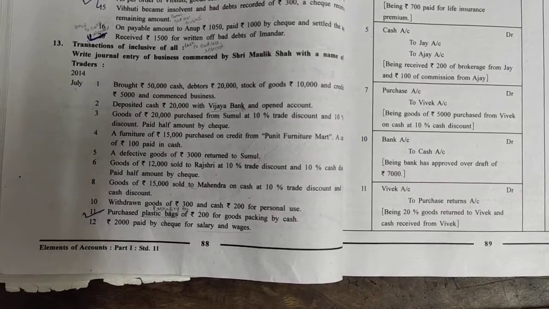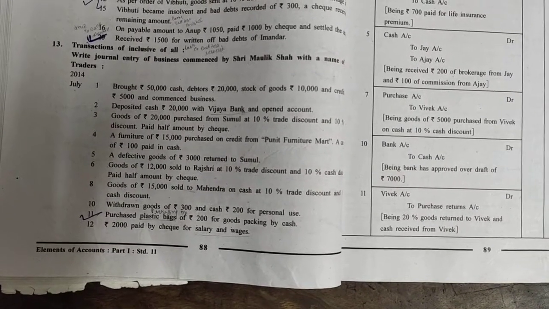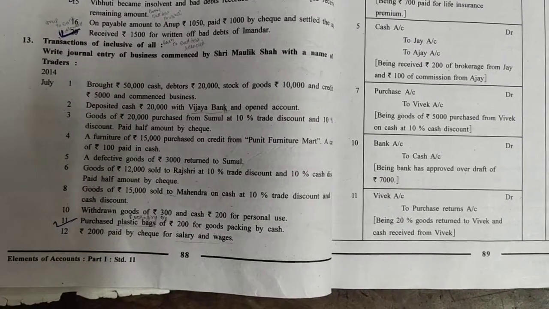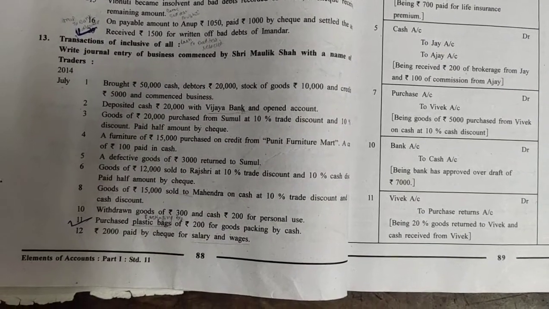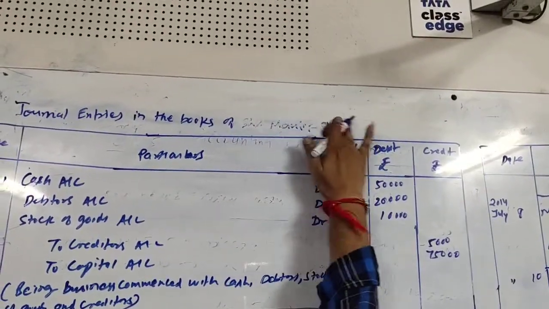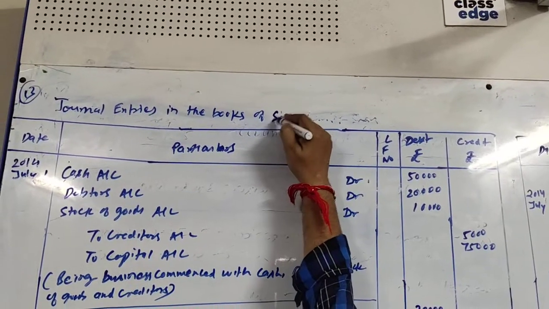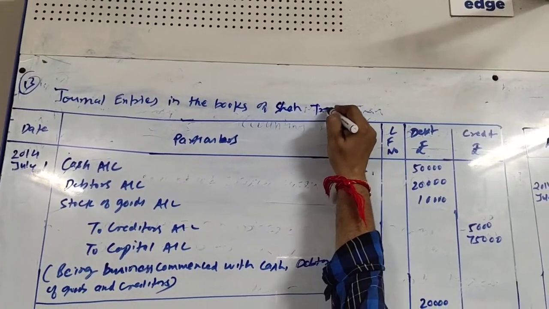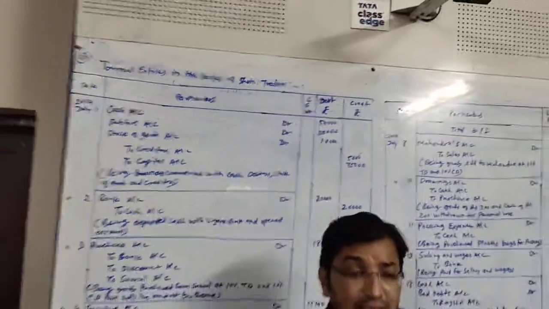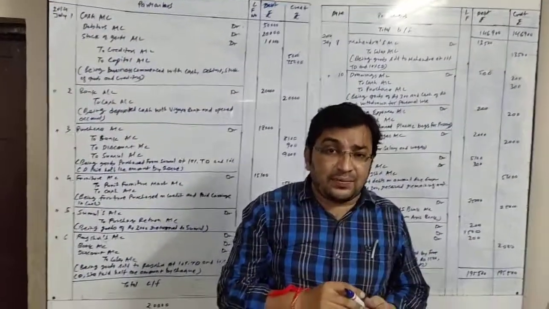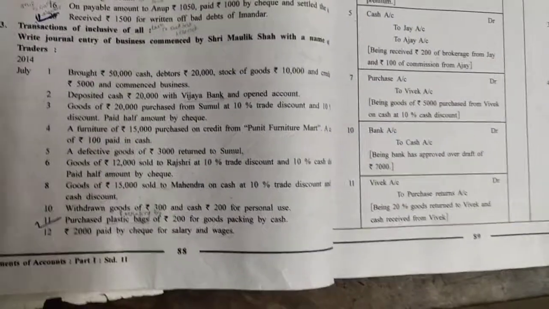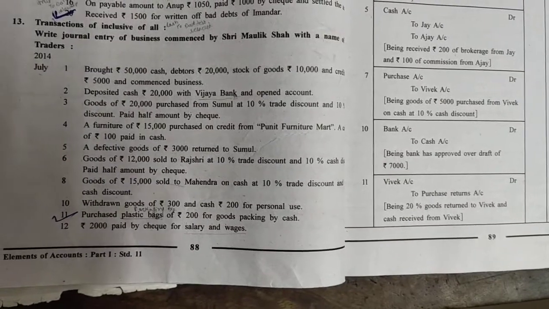Write journal entry of business commenced by Sri Maulik Shah, not Patel, Maulik Shah, with the name of Shah Traders. So our heading is: journal entry in the books of Shah Traders, because we are making the journal entry for the business and the business name is Shah Traders. The first transaction is on July 2014.